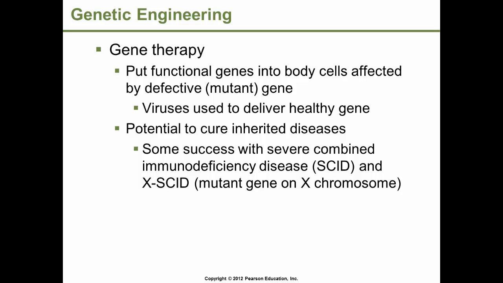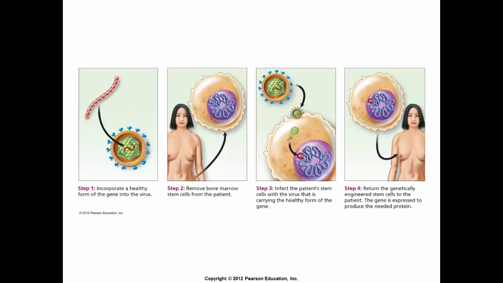Severe combined immunodeficiency disease was the first condition to experimentally be treated with gene therapy. The mutant gene prevents production of an enzyme necessary for white blood cell maturation, thus a compromised immune system. So this shows some promise that gene therapy can hold, where we can possibly cure some human diseases.